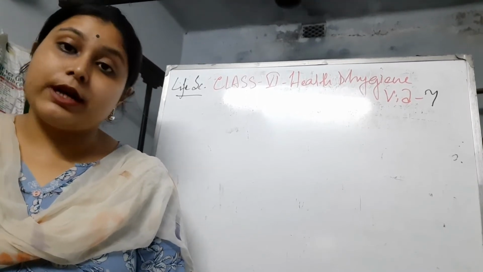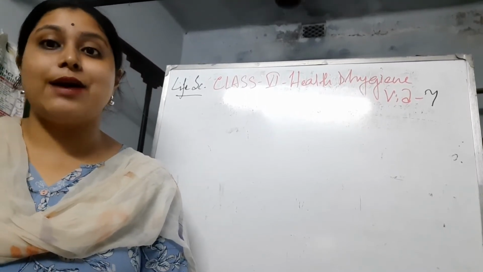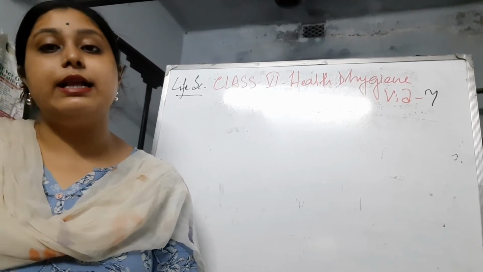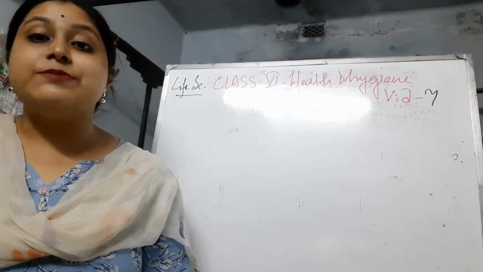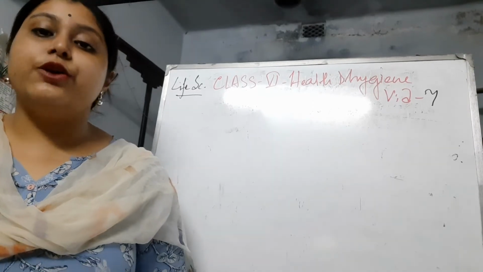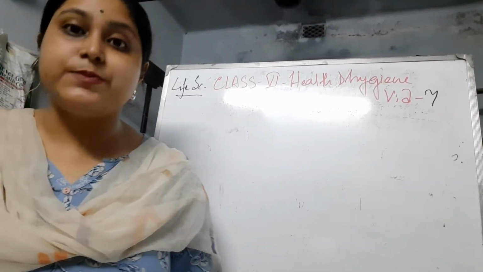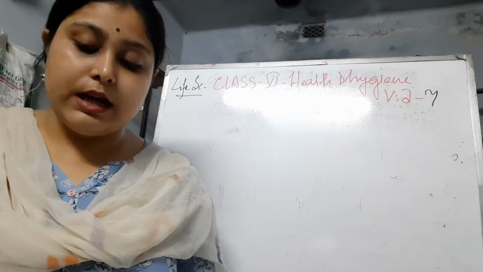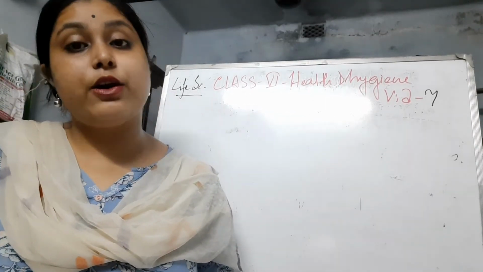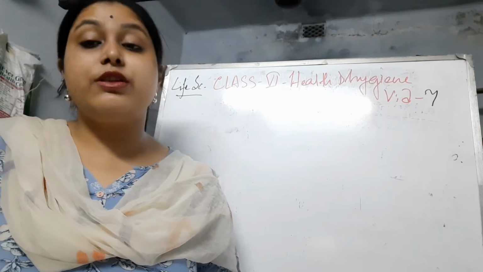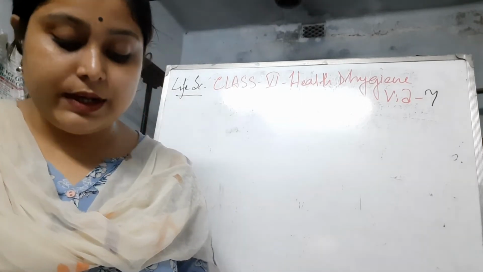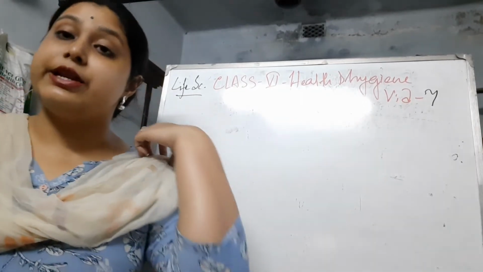This video is for class 6 life science, and the chapter that I am going to continue is health and hygiene. This video is part 7. In the previous video we learned about infections and how they can be spread. First we learned about infection spread by droplets or by air. Then we learned about food and water, and then infection by direct contact.